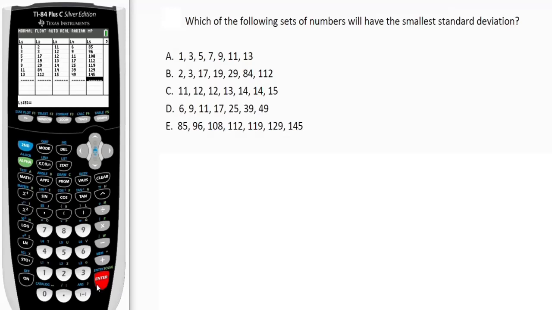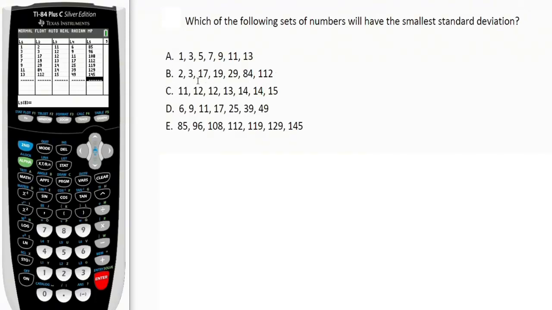We are good to go guys. Let's begin to find the respective standard deviations for each list we have here. From it we can know the one that has the smallest standard deviation. Let's begin with option A.